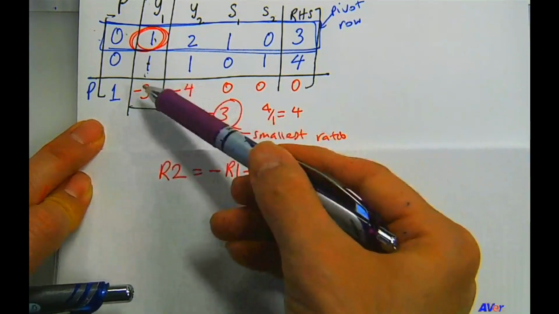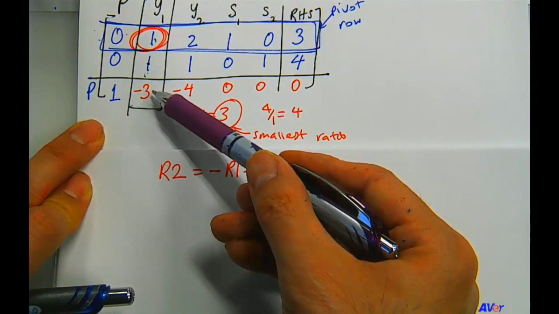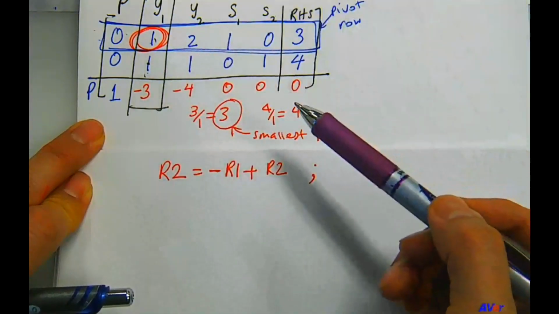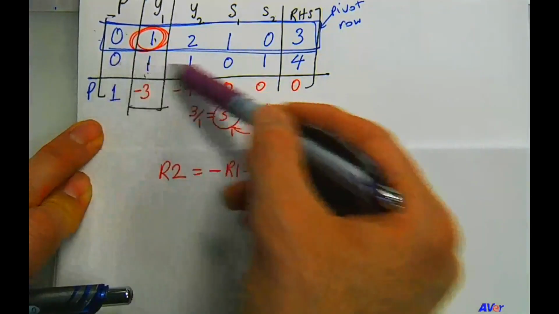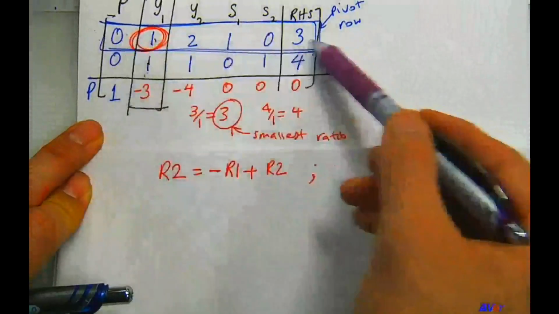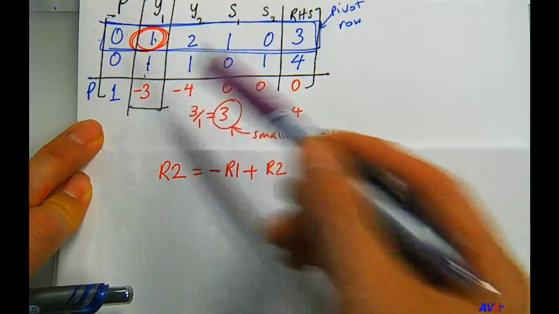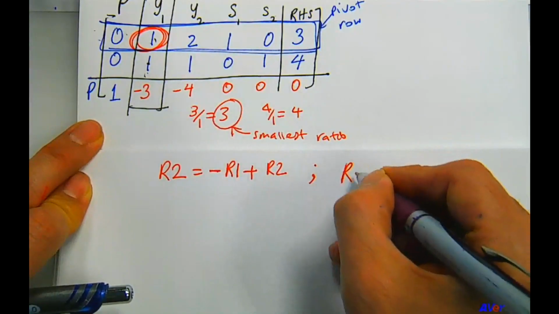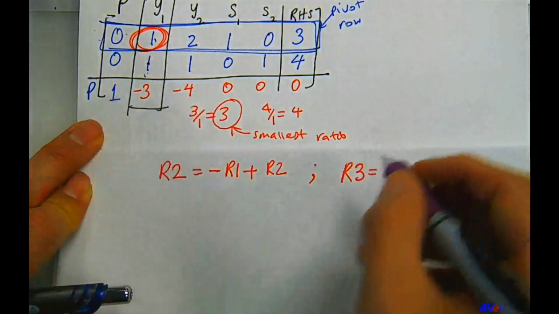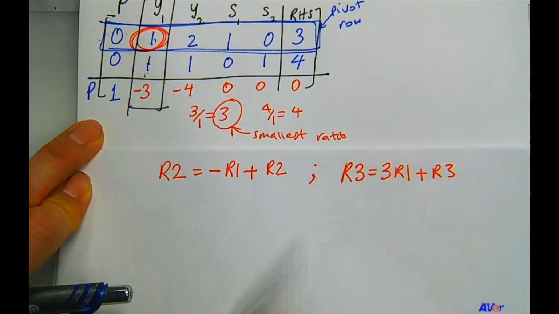Then how are we going to convert this negative 3 to 0? All we need is a positive 3 to add to this, to get it to 0. So where is the positive 3 going to come from? It's going to come from multiplying the pivot row, the first row, by 3 and adding it to the third row, and that way we can get the negative 3 to be 0. So row 3, which is the row we're going to change with this operation, is 3 times row 1 plus row 3.